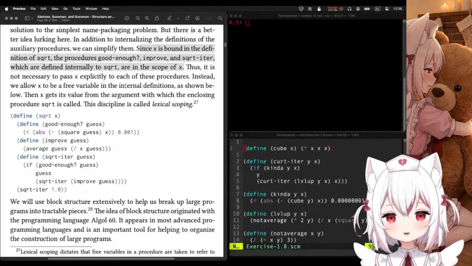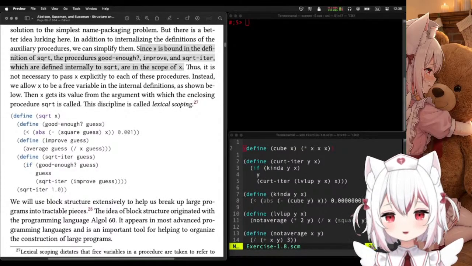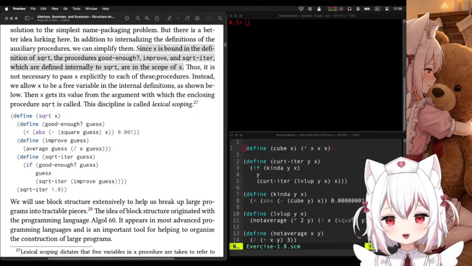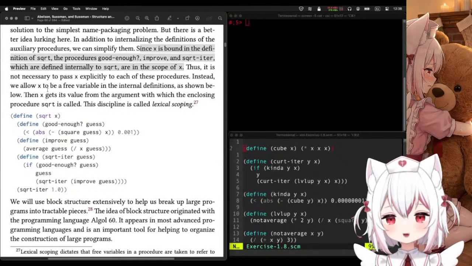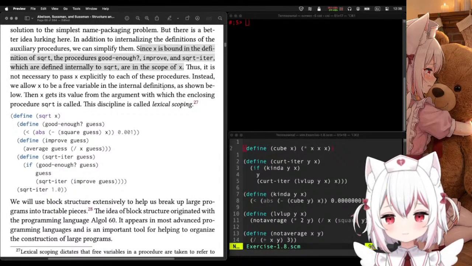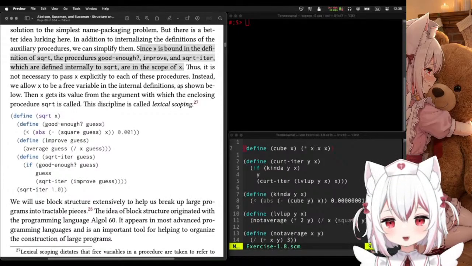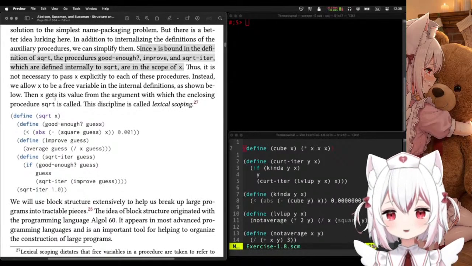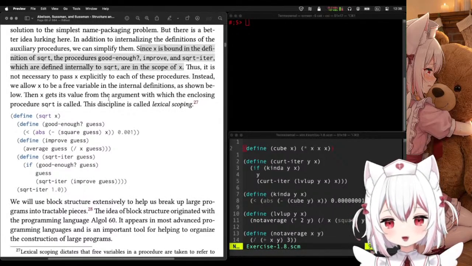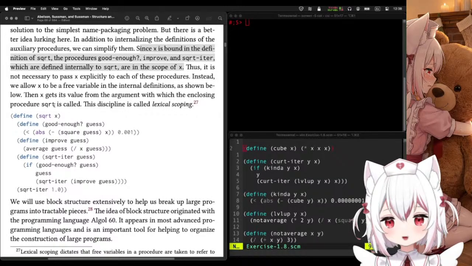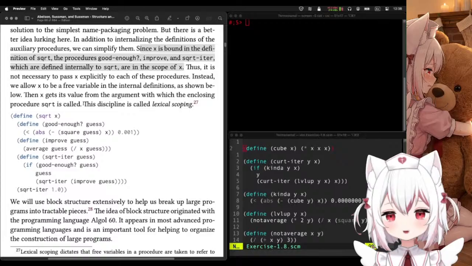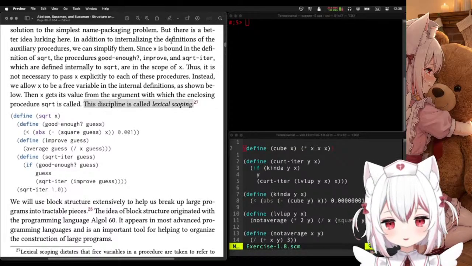Thus, it is not necessary to pass x explicitly to each of these procedures. Instead, we allow x to be a free variable in the internal definitions as shown below. Then x gets its value from the argument with which the enclosing procedure is called. This discipline is called lexical scoping.